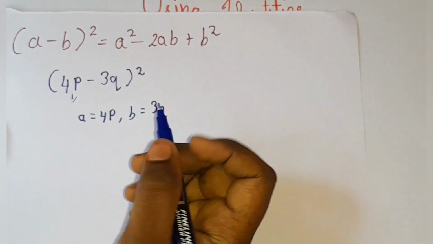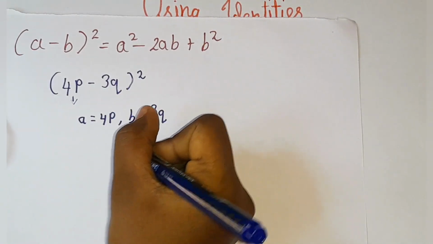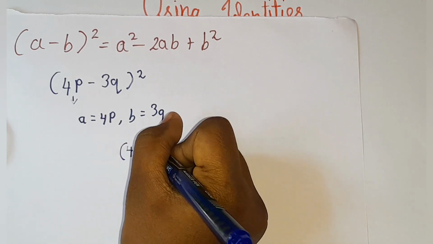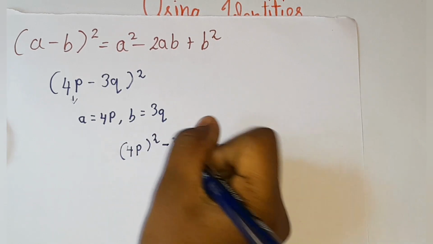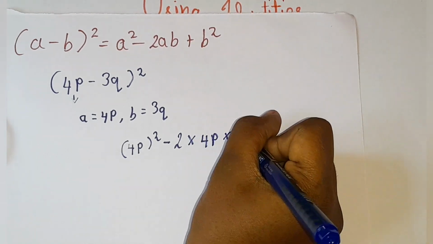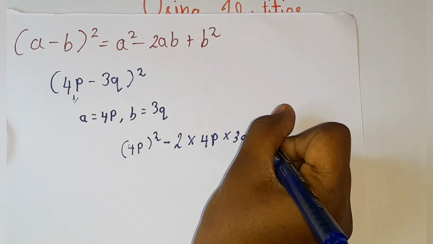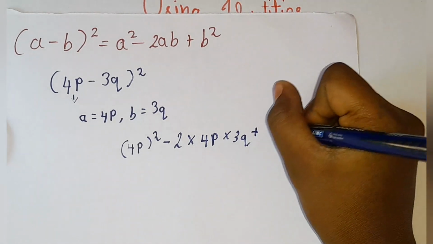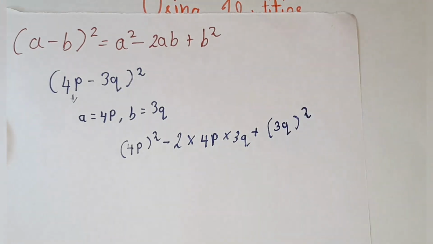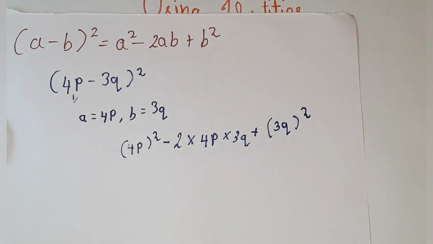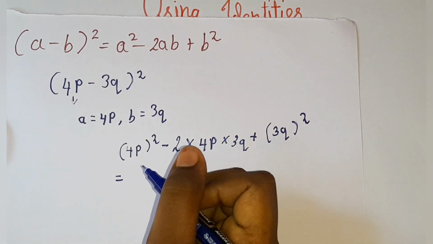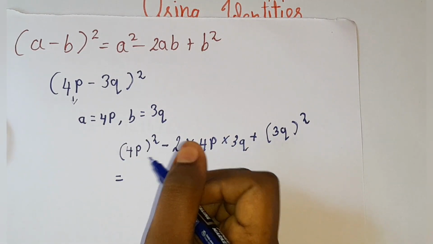So now let's solve this. So for a is equal to 4p, 4p the whole square minus 2 into 4p into 3q plus b square. B is 3q the whole square. So now you guys might understand, right? So now let's solve this. So 4 4s are 16.